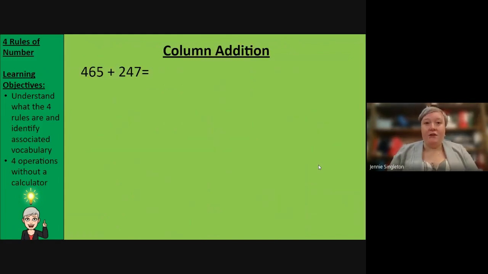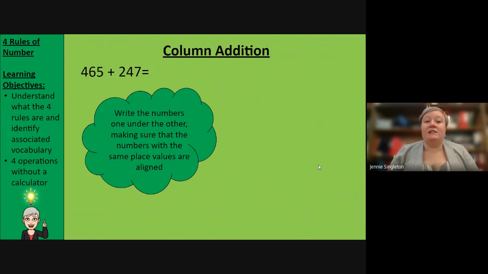So, part of your exam, whether you're doing functional or GCSE, is a non-calculator exam. So you need to be able to do those 4 rules without a calculator. Now, for addition, we call it column addition, and this is the most commonly used way to add without a calculator. So, for example, if I was doing 465 plus 247, the first thing I need to do is write the numbers one underneath the other, making sure that the numbers with the same place values are aligned.